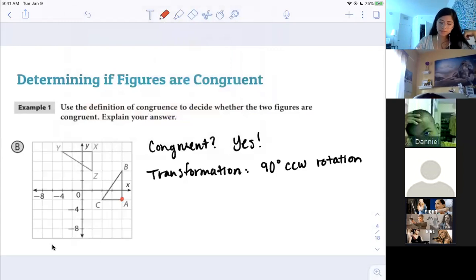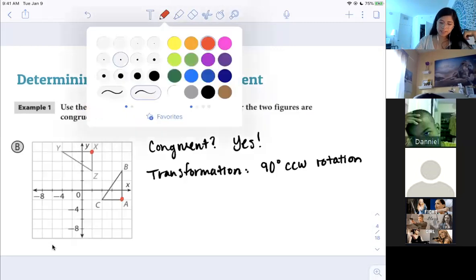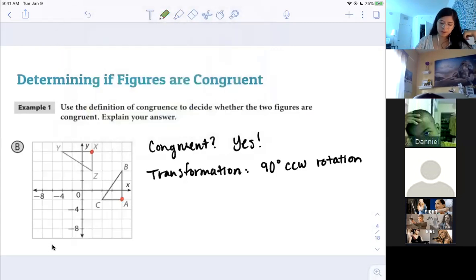X. Good. If I make B green, that goes with Y. And C is Z. Okay. So the order in which you write your letters matters, because in a couple of lessons, maybe even tomorrow, we're going to be writing congruence statements.